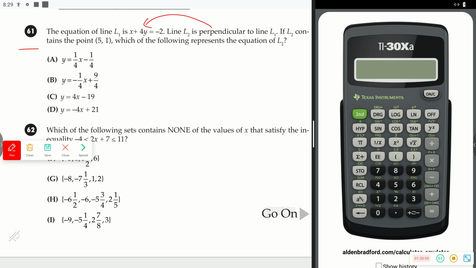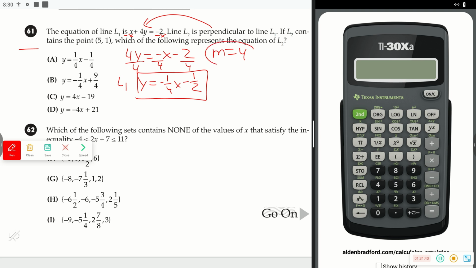So the first thing we have to do is put that in slope-intercept form and determine the slope of L1. To do that, we're going to have to get rid of x from both sides. So we're going to have 4y equals negative x minus 2, then divide both sides by 4. Y equals negative 1/4 x minus 1/2. That would be the equation of line 1. But we're perpendicular to that, so we have to do the opposite reciprocal. So the slope of our line is going to equal 4.